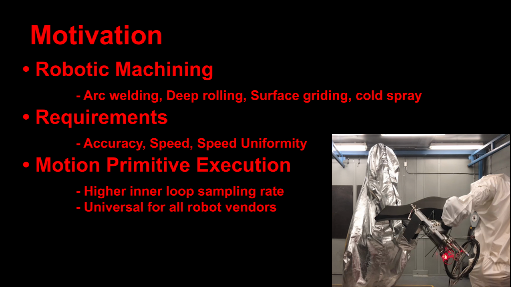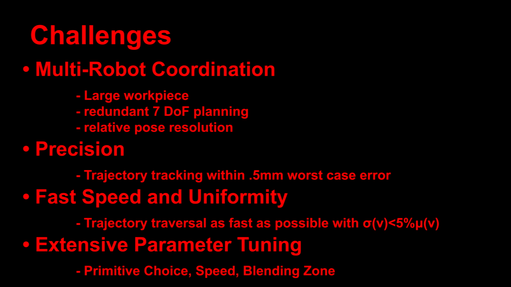Industrial robot motion is programmed through waypoints connected by motion primitives, offering high inner control loop rate. For cold spray applications, challenges include redundancy resolution, tracking accuracy as tight as 0.5 mm in position and 3 degrees in the spraying direction, fast traversal speed within 5% speed uniformity. Current practice requires human operators to go through the tedious process of manually tuning the motion parameters, often with less than optimal results.